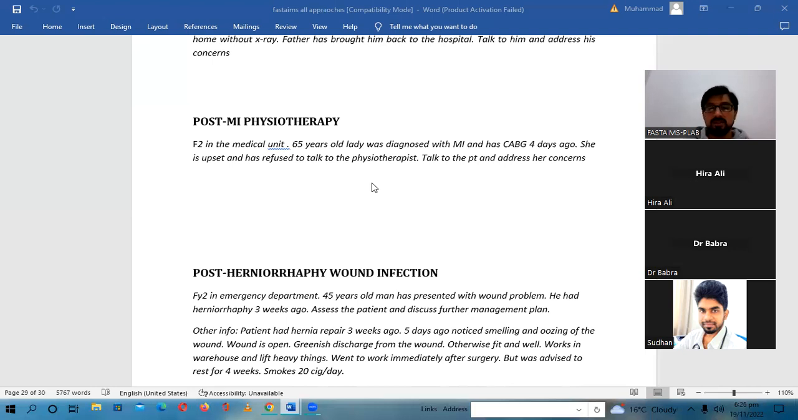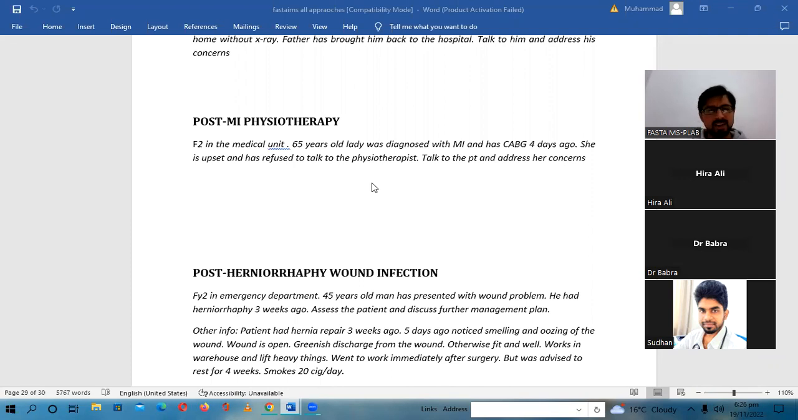At the end, the patient may be happy, or she might wonder why you want to mobilize her as early as possible. Then you have to say, I'm really sorry, this should have been explained to you earlier, and I'll also speak to Miss Sarah. Okay, this is all about post-MI physiotherapy.